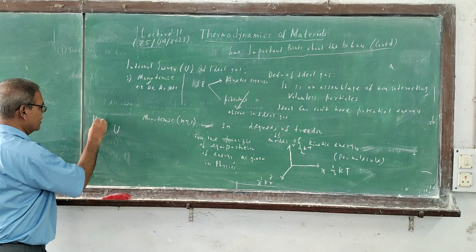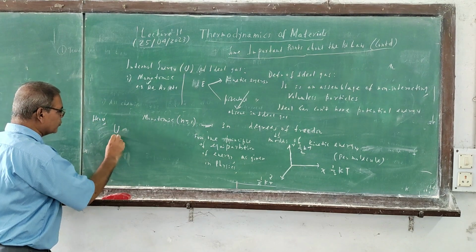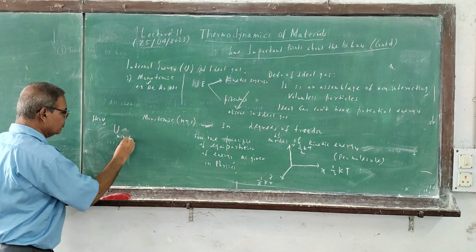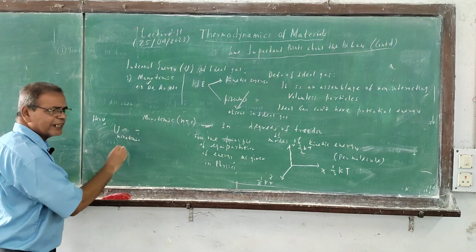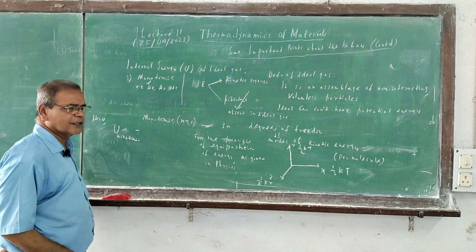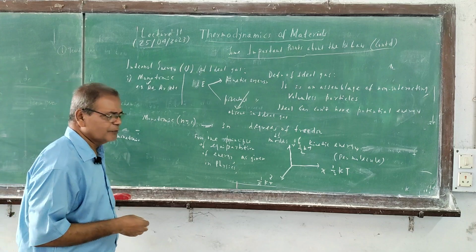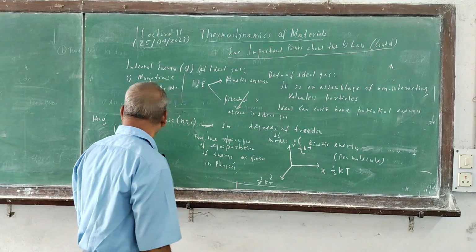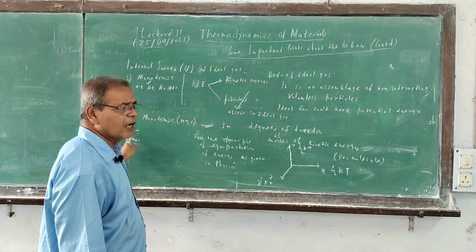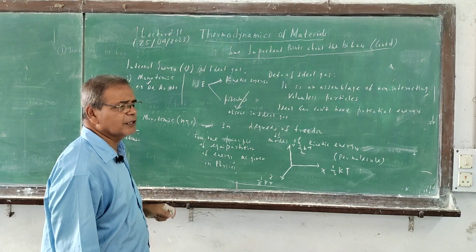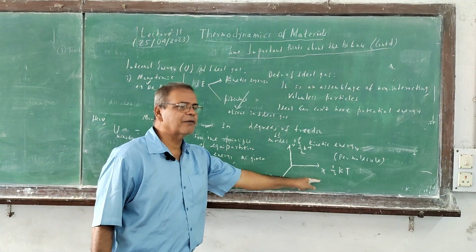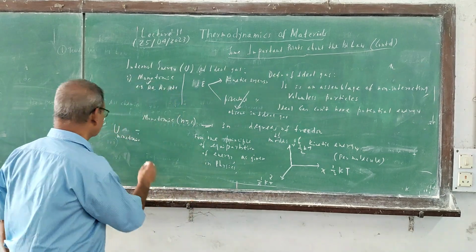Hence, U monatomic is what? Can anyone tell me? Devapam will answer. U monatomic is how much? Devapam, how much is it coming? 3/2 kT.